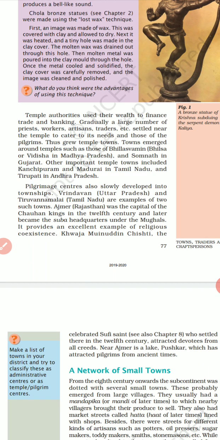Towns emerged around temples such as those of the Bilaswamini or Vidisha in Madhya Pradesh and the Somnath in Gujarat. Other important temple towns included Kanchipuram and Madurai in Tamil Nadu and Tirupati in Andhra Pradesh. So these kinds of temple towns started emerging.